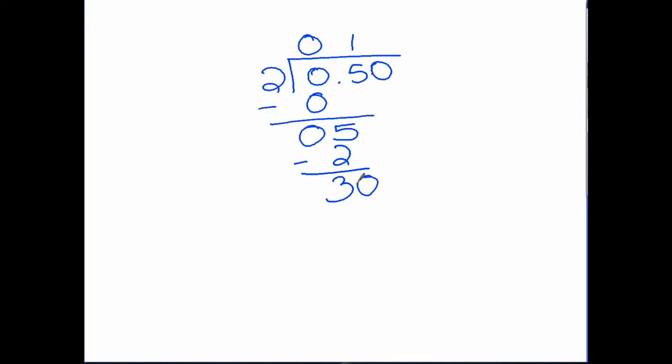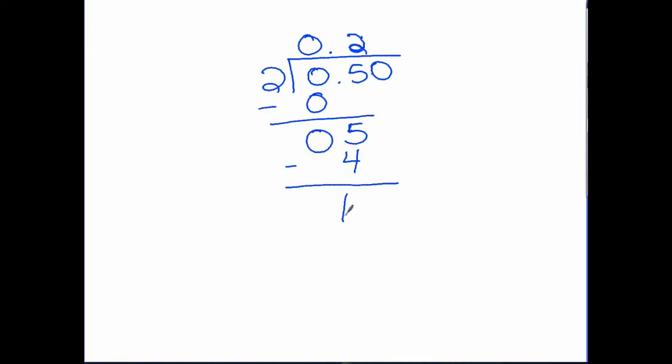No. That means somewhere I put the wrong number. I didn't check my work. But what if I do it this way? Obviously I did something wrong. So how many times does 2 go into 5? 2 times. 2 times 2 is 4. 5 minus 4 is 1.